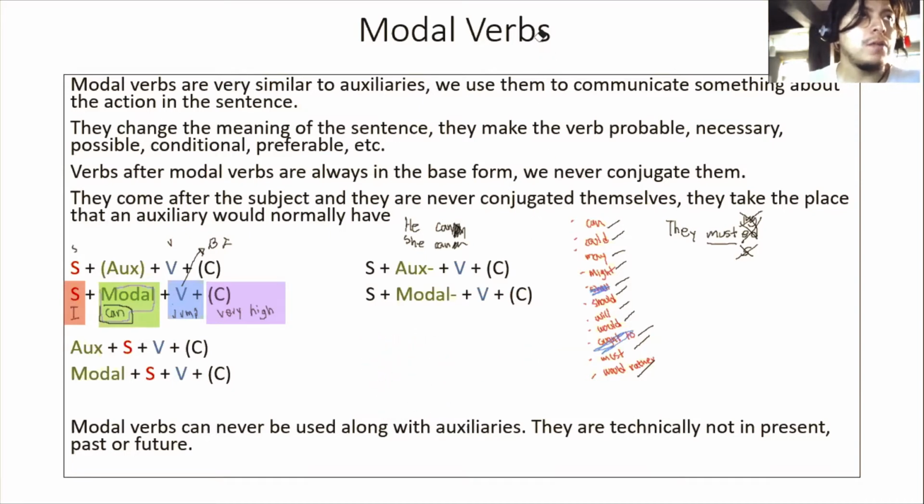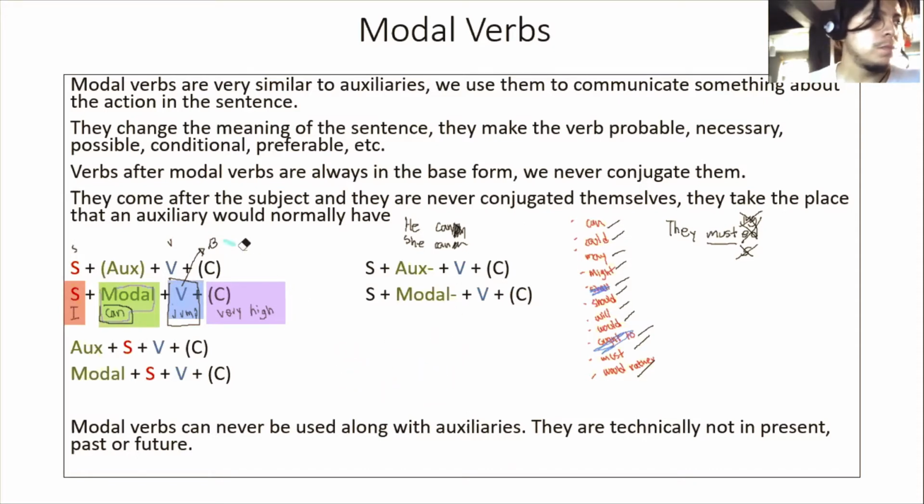Whatever the verb you have, it doesn't matter which verb you have. If you say, for example, they must, you have your subject, you have your modal verb. This verb is always in the base form, so you never conjugate them. They must go. Not going, not went, not gone, anything like that. They always are in the base form. Jump in the base form. Be in the base form. Okay, so you never conjugate them.